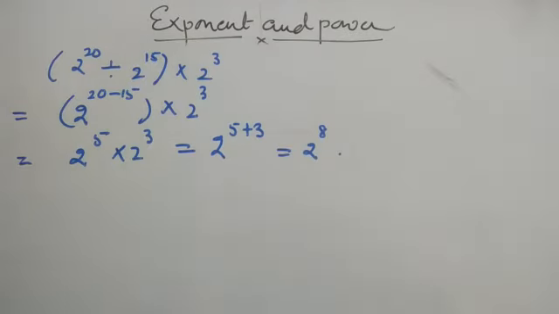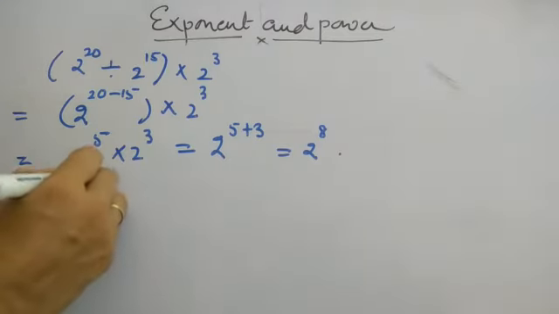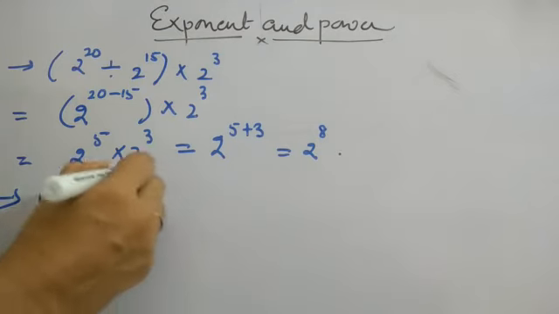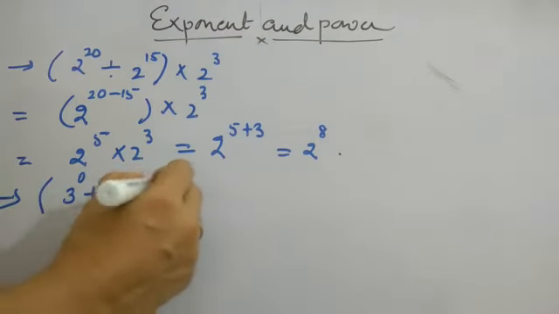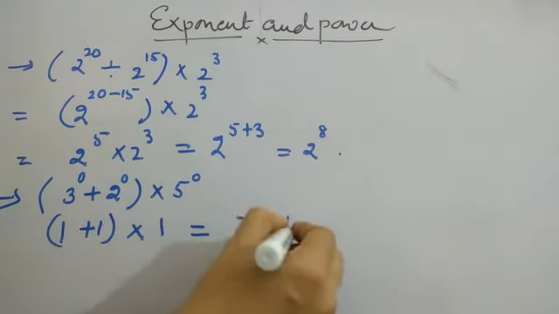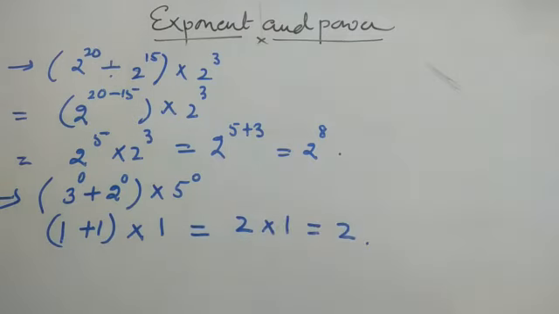The next example, let us take, suppose 3 to the power 0 plus 2 to the power 0 into 5 to the power 0. Now anything raised to the power 0 is 1. So 1 plus 1 into 1. Now 1 plus 1 makes 2 into 1. So 2 into 1 is 2. So the final answer is 2. Okay.